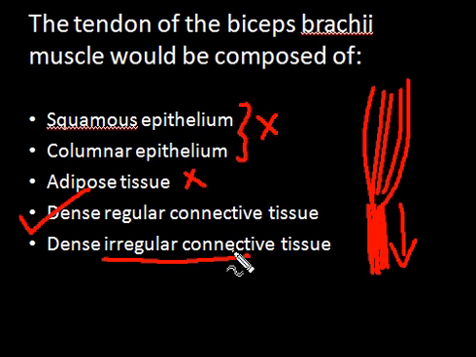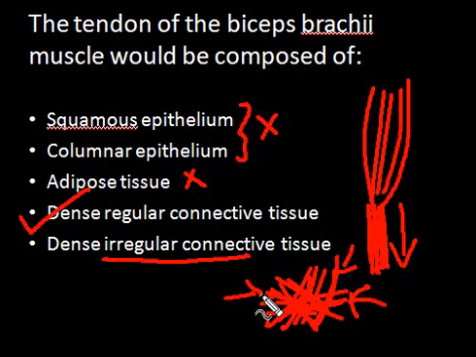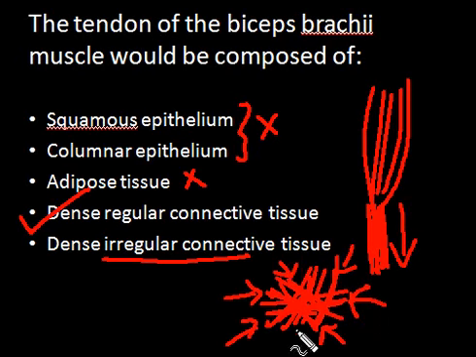Dense irregular connective tissue is present in an area where connective tissue is in all different directions, but it's densely placed, because it has to withstand forces from all different directions. For example, capsules of organs and capsules of joints will have dense irregular. But things like tendons, ligaments, and aponeuroses, where the forces are in one direction only, will have dense regular connective tissue. So the tendon has dense regular connective tissue.